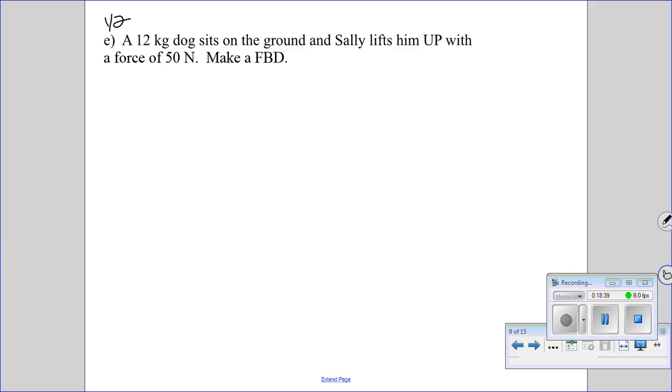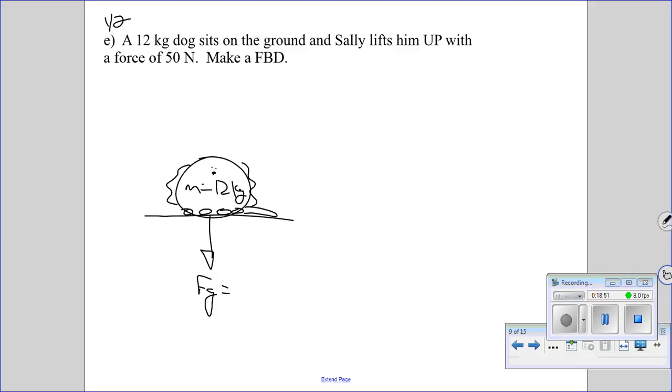Okay, so here's our dog again. Floppy ears, 1, 2, 3, 4 feet, floppy tail. Mass equals 12 kilograms. Gravity is pulling him down with 117.6 newtons. Those are, in fact, negative because they're pulling him down. So that's step one, mass and force of gravity.